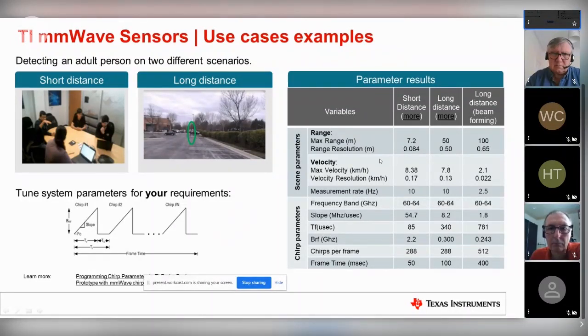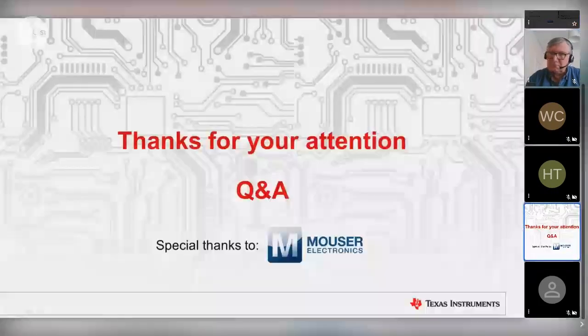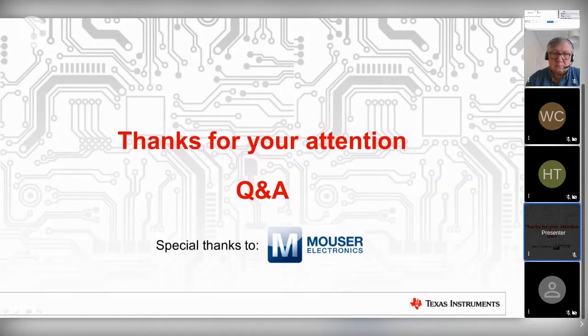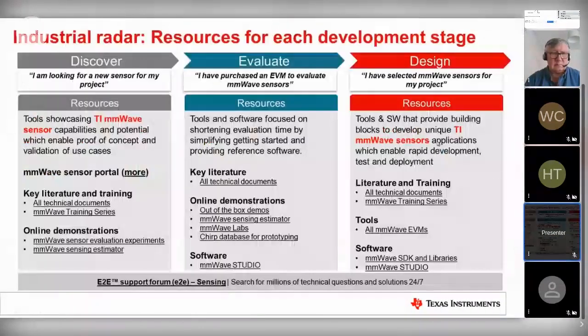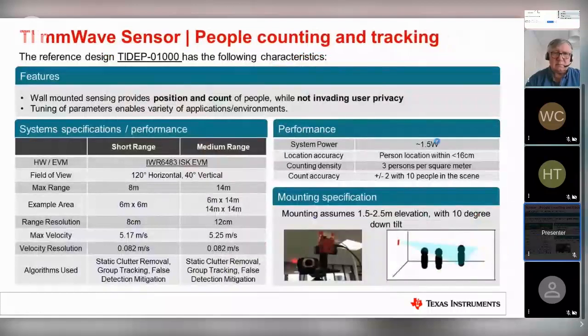Same for the velocity. For this particular scene, we are able to measure a velocity of 8 km per hour, with the same concept for the velocity resolution. It's a minimal frequency between two objects that can still be sensed, basically. So we have that for the short distance and the long distance. So the same hardware can support both scenarios. You see it here using different chips. And the frame rate that you can achieve is 10 measurements per second. We have an extra long setting as well on the right using beamforming that can go up to 100 meters.